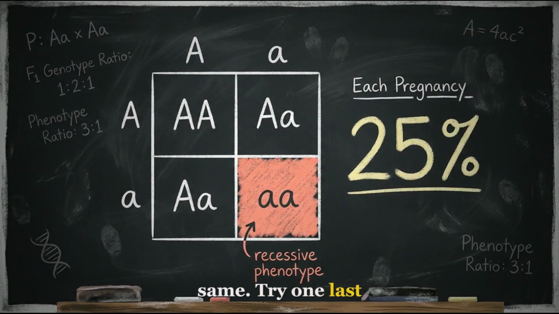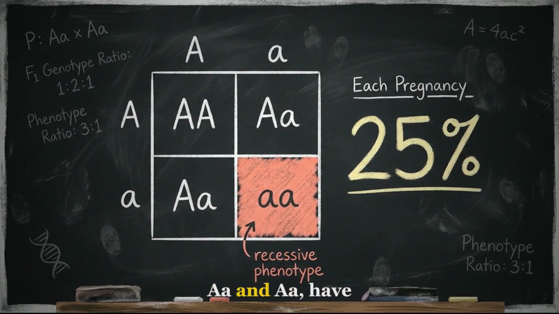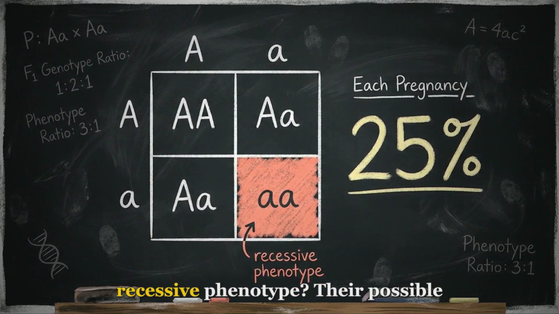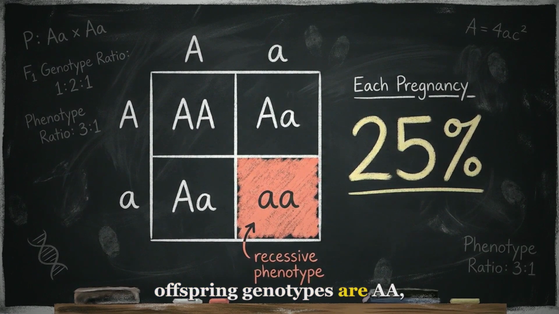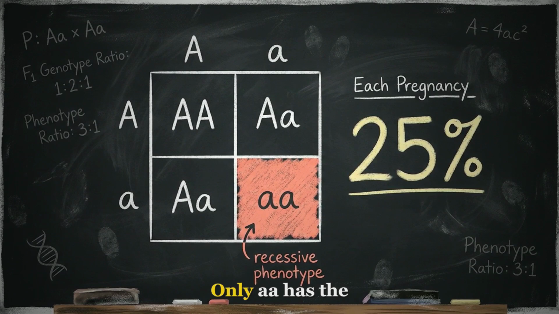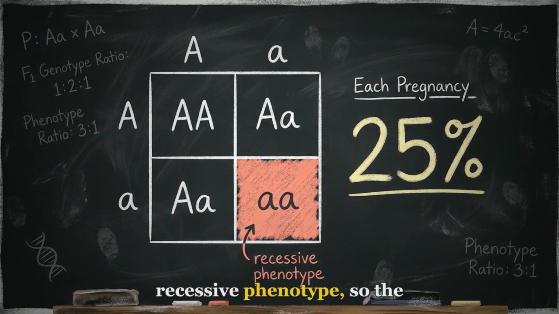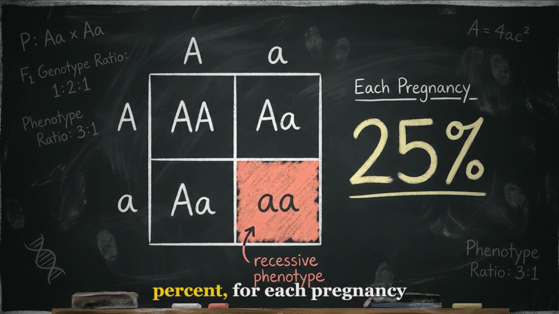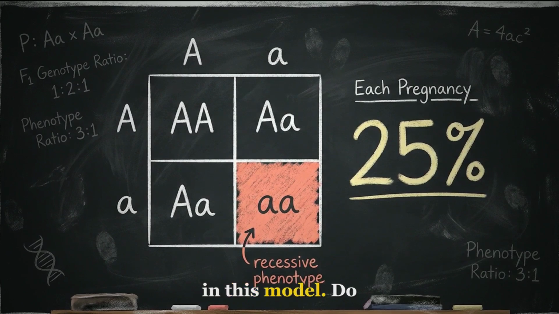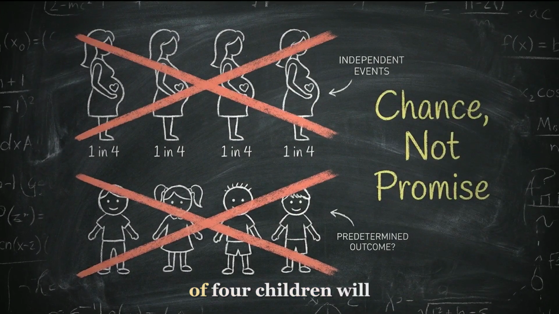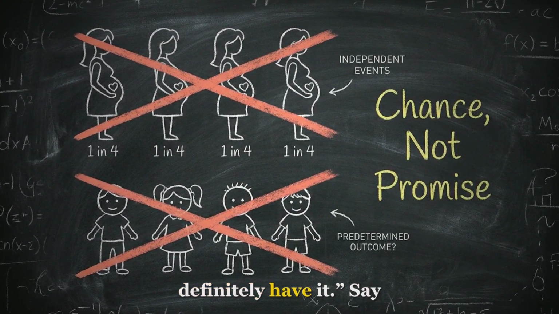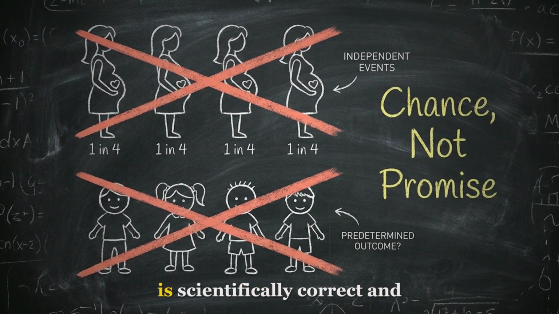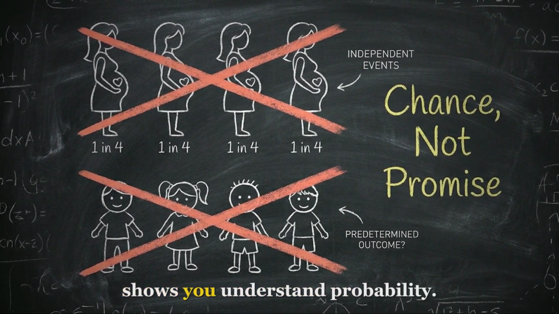Try one last question. 2 heterozygous parents, Aa and Aa, have a child. What is the chance of the recessive phenotype? Their possible offspring genotypes are AA, Aa, aA, and aa. Only aa has the recessive phenotype, so the answer is 1 out of 4, or 25%, for each pregnancy in this model. Do not say 1 out of 4 children will definitely have it. Say each child has a 1 in 4 chance. That wording is scientifically correct and shows you understand probability.